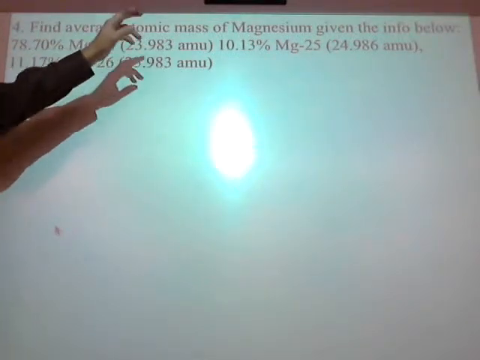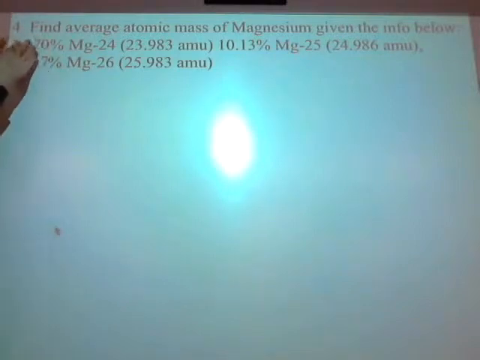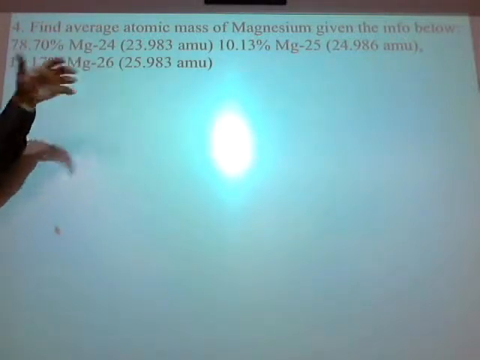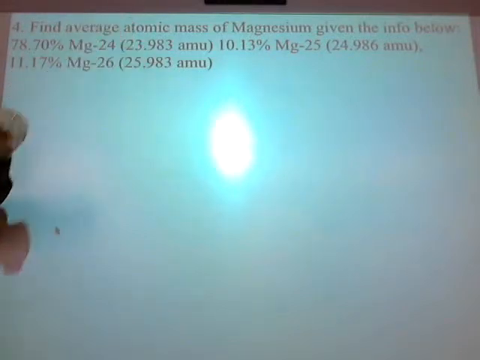Here's what you have to do. You have to get what's called a weighted average on this one. To do a weighted average, you have to take these percentages of each of those masses: 10% of that mass, 78% of that mass, 11% of that mass. That's a weighted average. How do I get 78.7% of a number?